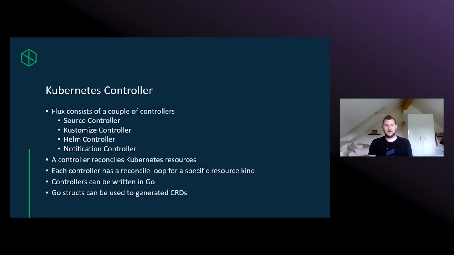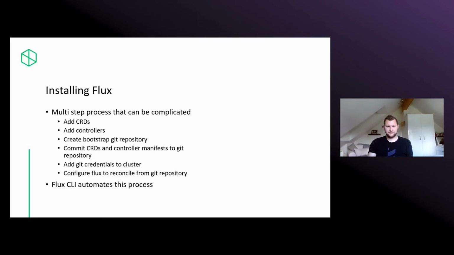Controllers can be, with the help of some frameworks, written in Go. The majority of Kubernetes controllers out there today are mostly written in Go. This works really nice, as we'll show later, with writing Terraform providers. A lot of the tooling around Kubernetes controllers and Go is its framework. So you can use Go structs that generate custom resource definitions, so you're not writing these custom resource definitions.